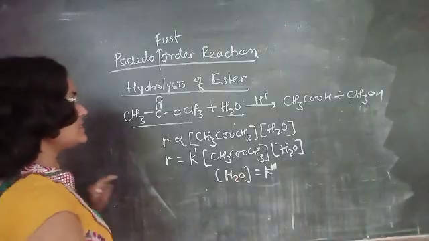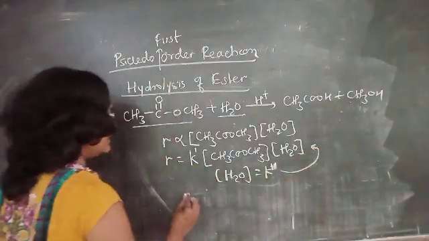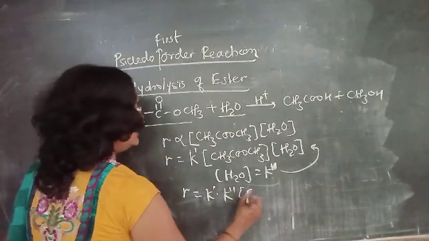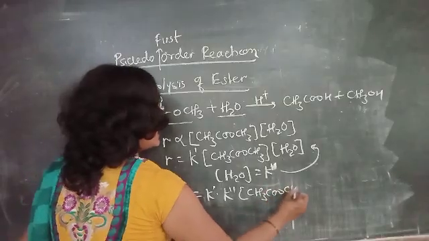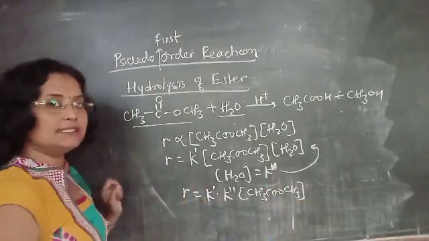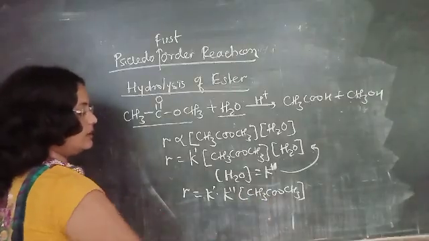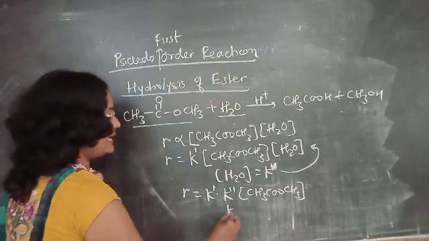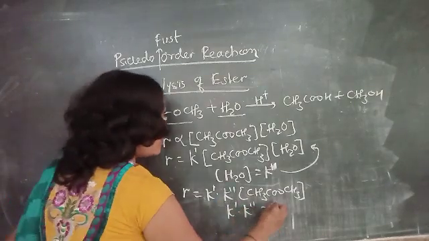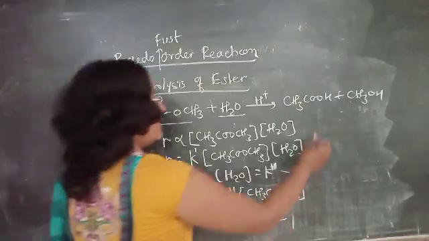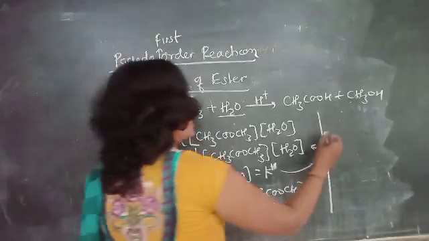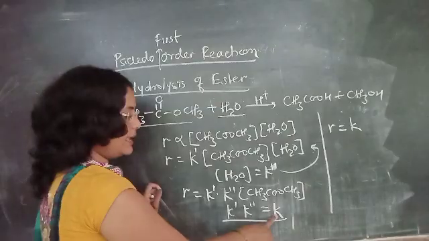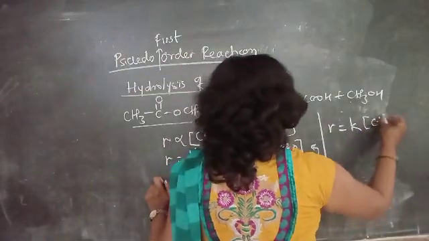Now if its concentration is constant, when we place this value in this equation, we will get the equation R is equal to K dash into K double dash into the concentration of methyl acetate, the reactant. So when K dash and K double dash are both constants, K double dash into K dash is taken as the new constant, that is K. So hence our equation becomes R is equal to K, combining K dash and K double dash into one constant, into the concentration of our reactant.